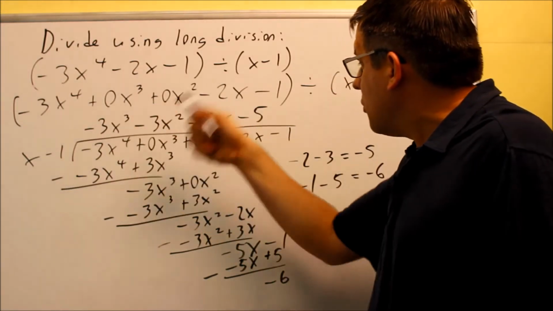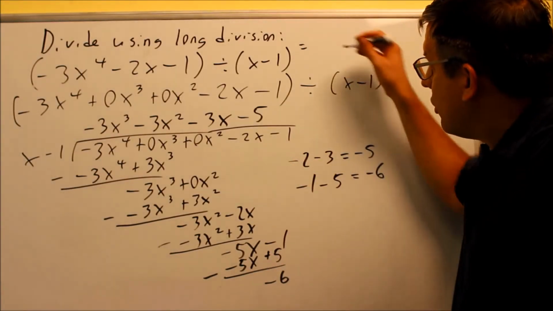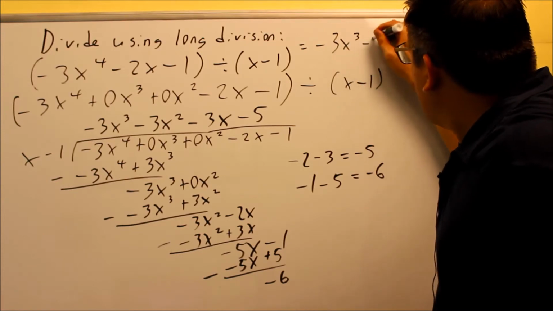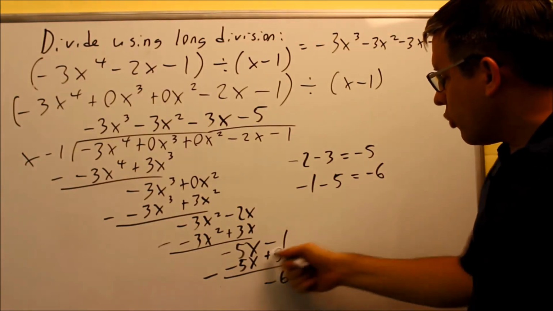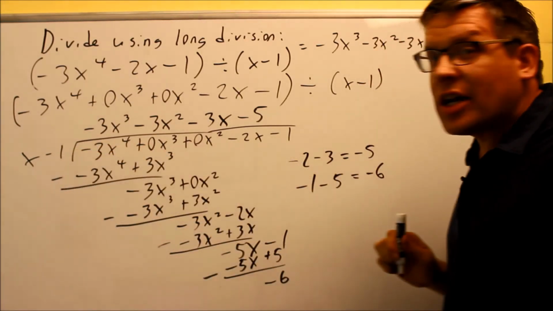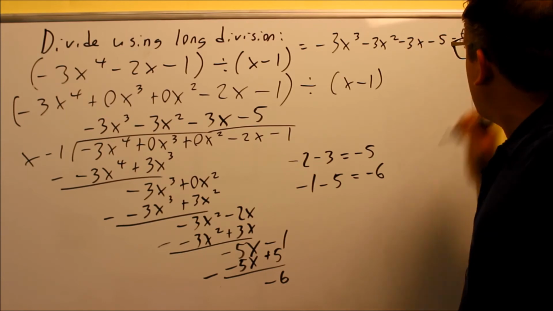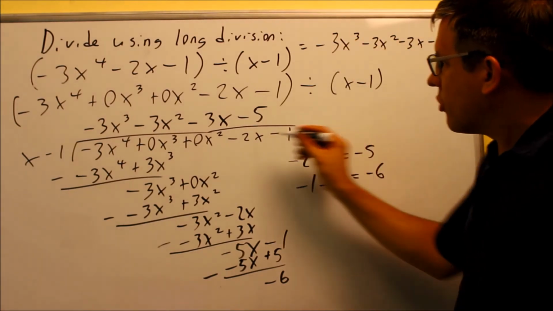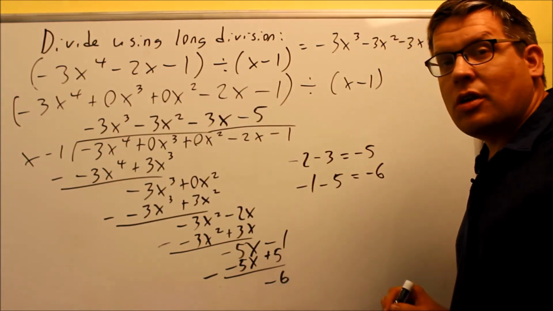This whole thing is going to be your quotient. So if we wanted to write this out, you're going to have the whole thing here, negative 3x cubed minus 3x squared minus 3x minus 5. And then we'll put the remainder over what we're dividing by. So it's going to be minus 6 over x minus 1. So this would be the entire thing all written out. Otherwise, your quotient is this one on top right here. Your remainder is going to be negative 6.